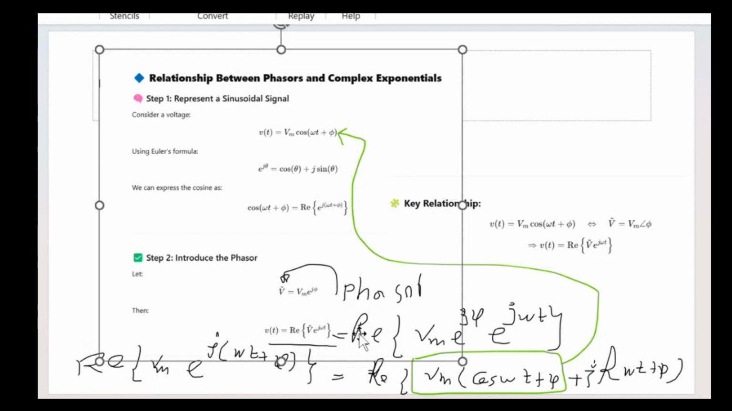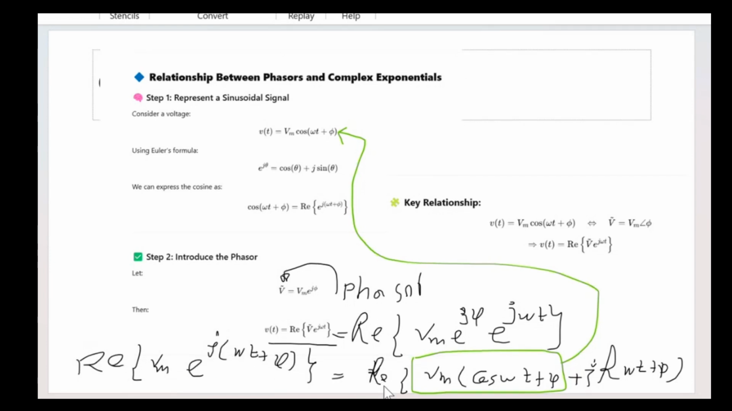Well, this can be expanded as the real part of V of M e to the power of j phi times e to the power of j omega t. And then you can add the powers together and write it as the real part of V of M e to the power of j times omega t plus phi. And that's going to be equal to the real part of V of M cosine of omega t plus phi plus j sine of omega t plus phi, where obviously the real part is just V of M cosine of omega t plus phi, which is exactly what we defined as our time domain function.